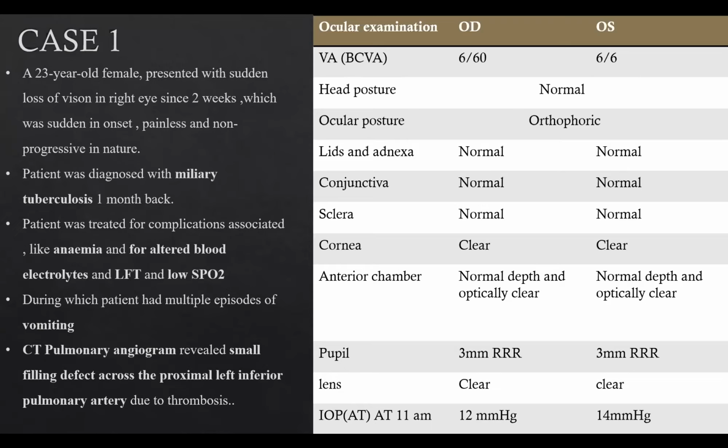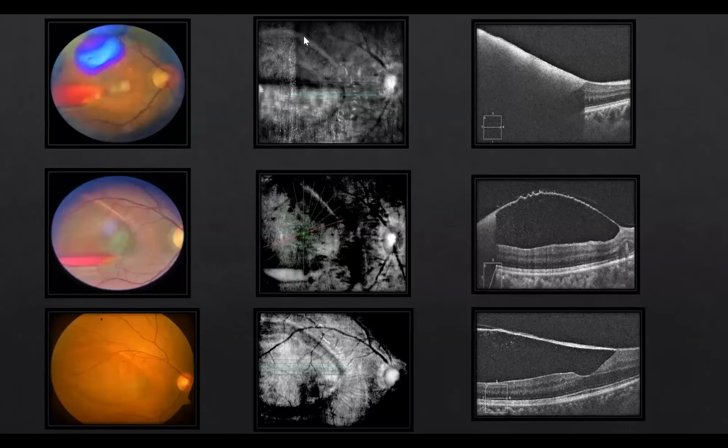Coming to the ocular examination, her best corrected visual acuity in the right eye was 6/60 and left eye was 6/6, and the rest of the anterior segment examination was normal. Coming to the fundus evaluation, this is the fundus photograph of the patient and the OCT image. Coming to the treatment, she underwent YAG laser hyaloidotomy, after which the patient improved to 6/9, and these are the serial photographs of fundus and OCT in her follow-up.